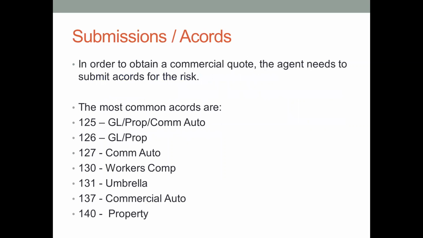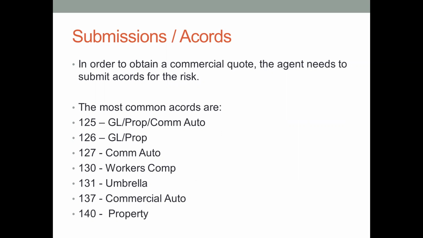Accords. Accords are the language we use in commercial lines insurance. So to obtain a commercial quote, the agent needs to submit accords for the risk. The most common accords are the 125. You'll see it with almost every submission: GL, property, commercial auto, work comp. 126 is for GL and property primarily, and that's where the limits of the policy come in.